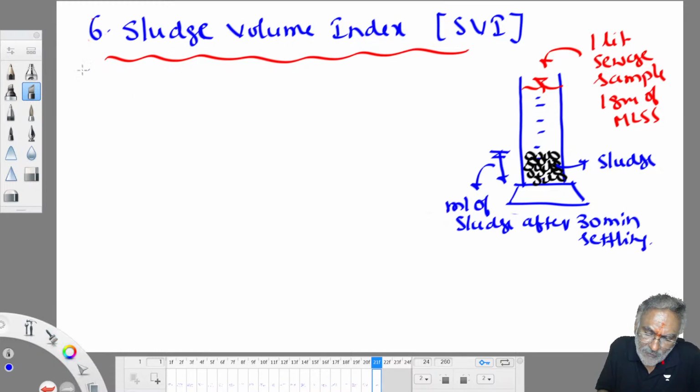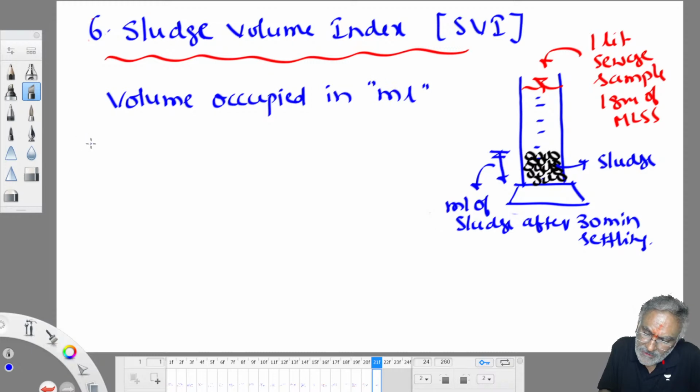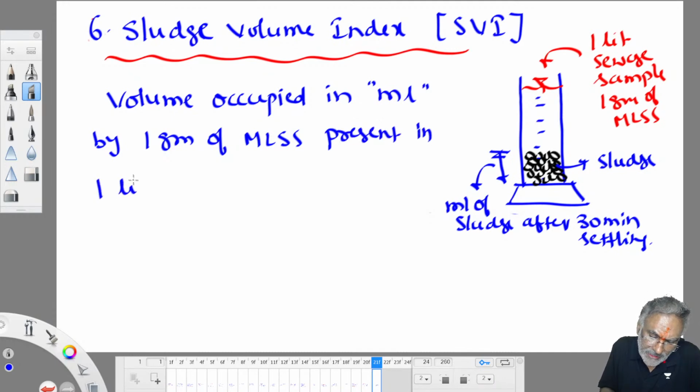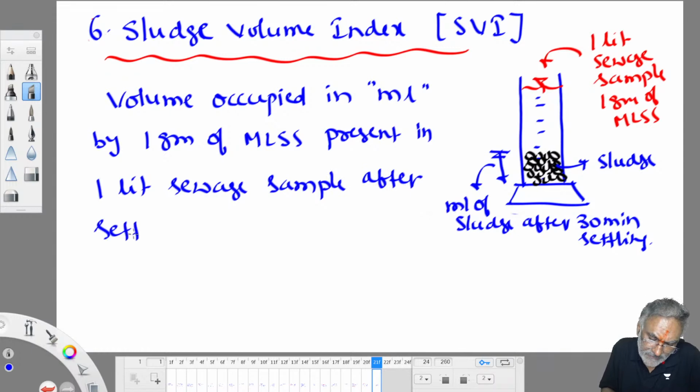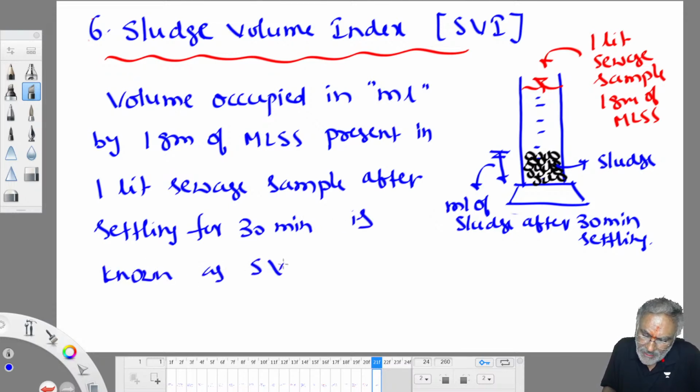So sludge volume index is defined as the volume occupied in ml by 1 gram of MLSS present in 1 liter sewage sample after settling for 30 minutes. That is known as sludge volume index. So there is a definition. By definition, it works out.